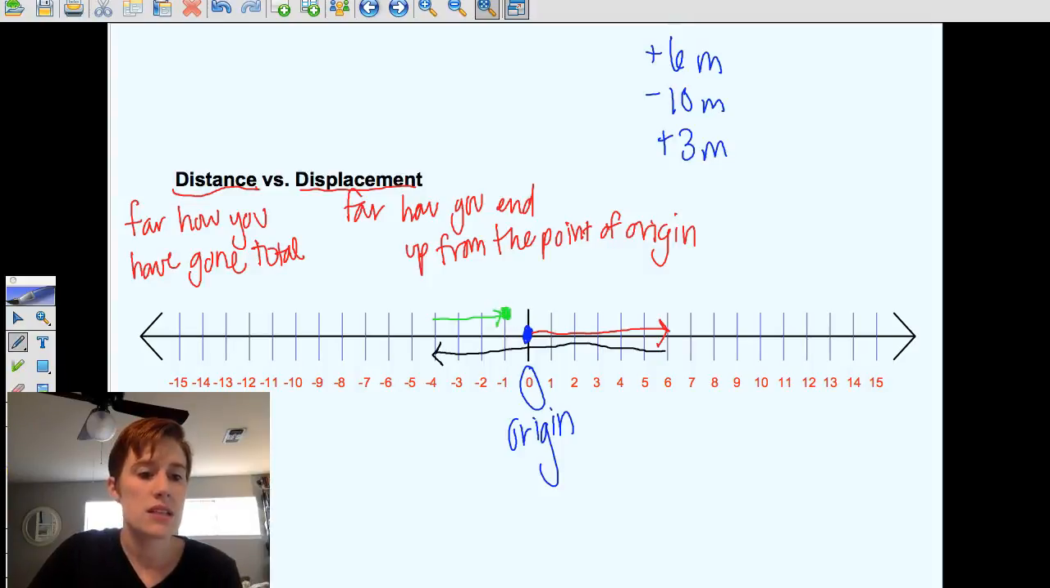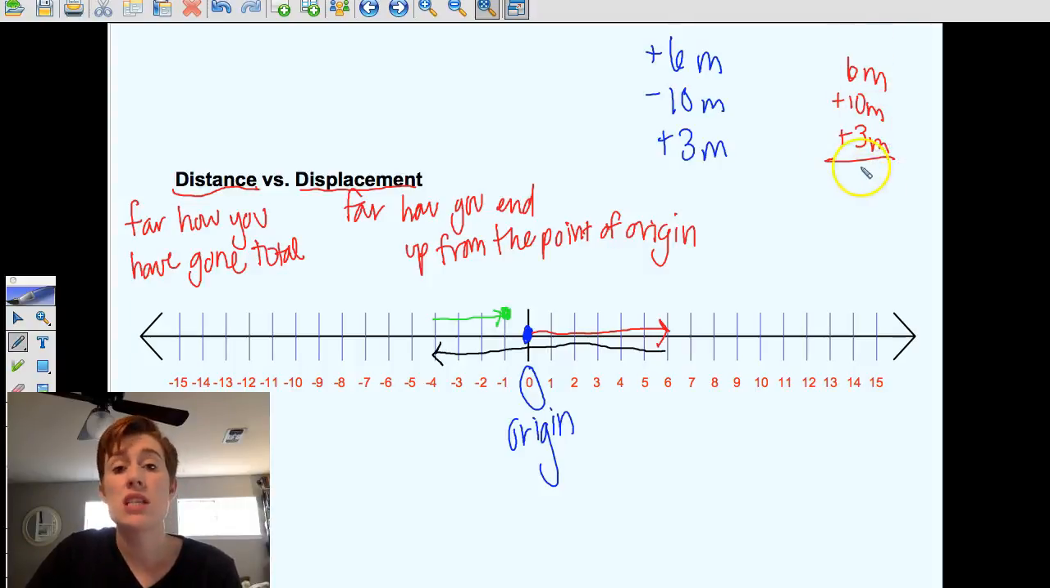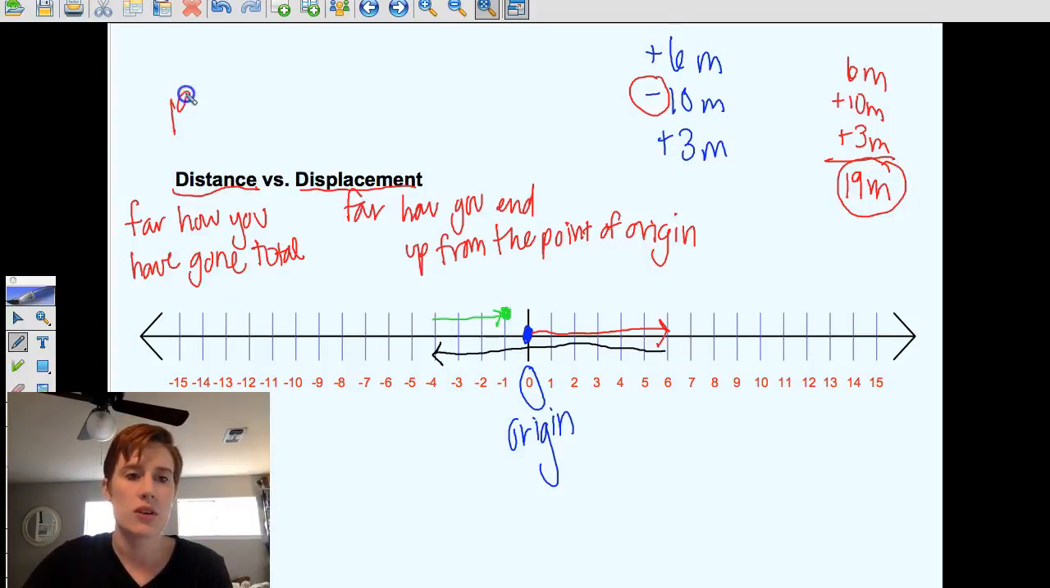Okay, so distance is my total mileage that I've gone, that I've walked. First I walked 6 meters, then I walked 10 meters, then I walked 3 meters. When I'm adding up my total distance, I'm not going to keep any negatives because I want to figure out how much total distance I walked. If I included the negative over here, then that's going to end up not giving me the correct amount. So we can see from this basic math that he walked a total distance of 19 meters, okay?